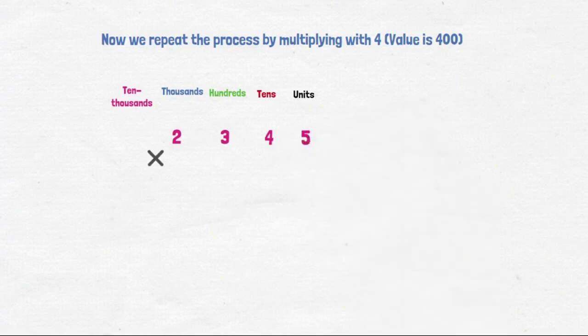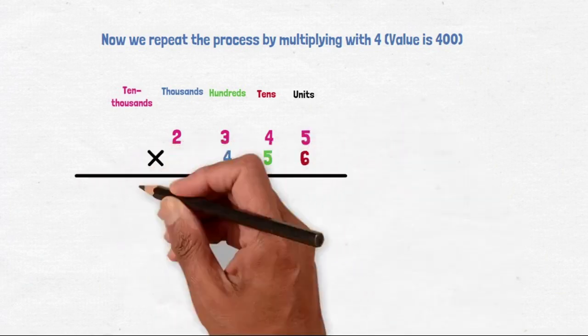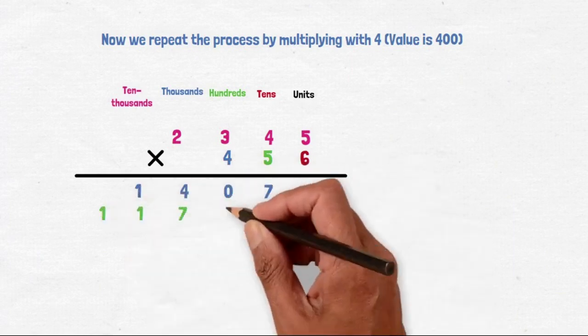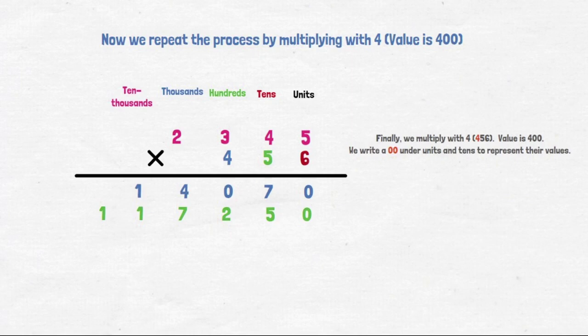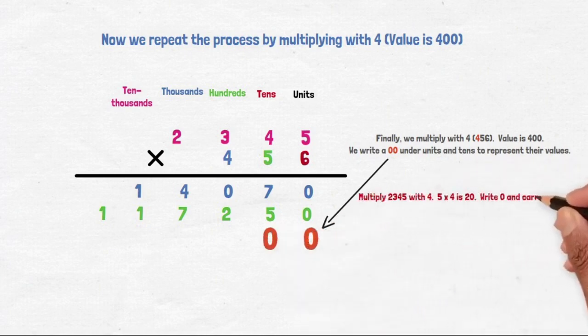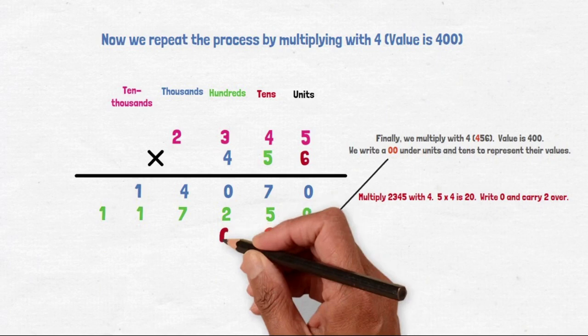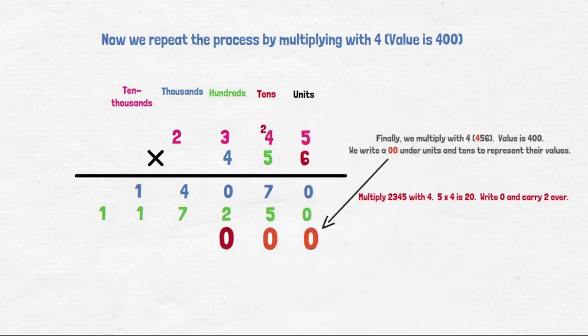Now we repeat the process, this time multiplying by the digits in the hundreds column, which in this case is 4, representing 400. Don't forget to enter a 0 into the tens column and the units column to represent the 400 as a placeholder. Now we start with the units column. 5 times 4 is 20. We carry our 2 over to the tens column.